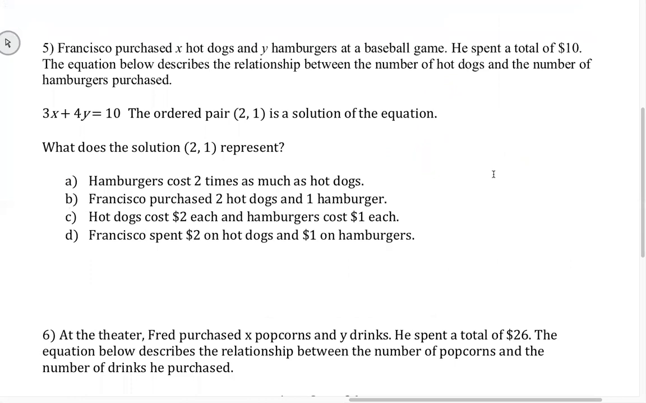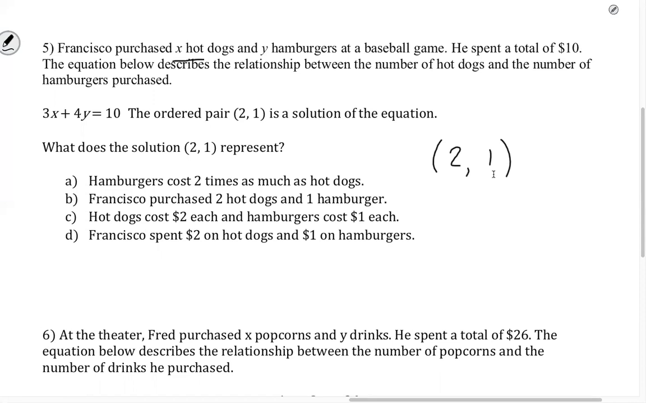Delaney, Francisco purchased x hot dogs and y hamburgers at a baseball game. He spent a total of $10. The equation below describes the relationship between the number of hot dogs and the number of hamburgers purchased. 3x plus 4y equals 10. The ordered pair 2, 1 is a solution of the equation. What does the solution represent?